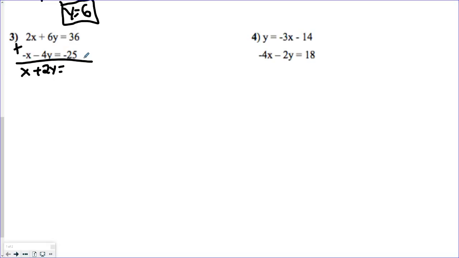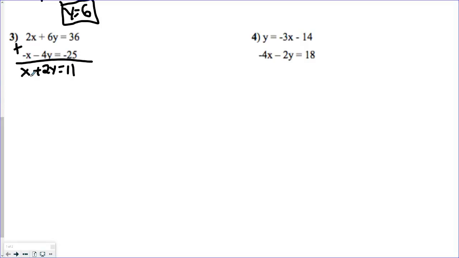36 plus negative 25 will give me, again, it really doesn't matter, but will give me 11. Had a little brain fart there in figuring that out. But I have a problem here because the variable isn't canceled yet. I still have x and y both. So when I add together, one of the variables should completely go away because I can't solve for this. I can't solve this right now because I have two variables still.